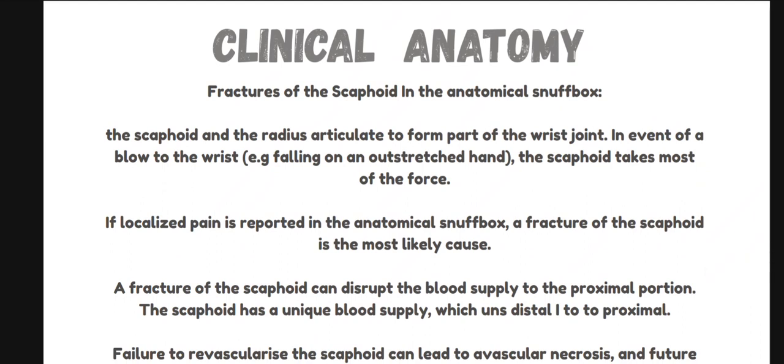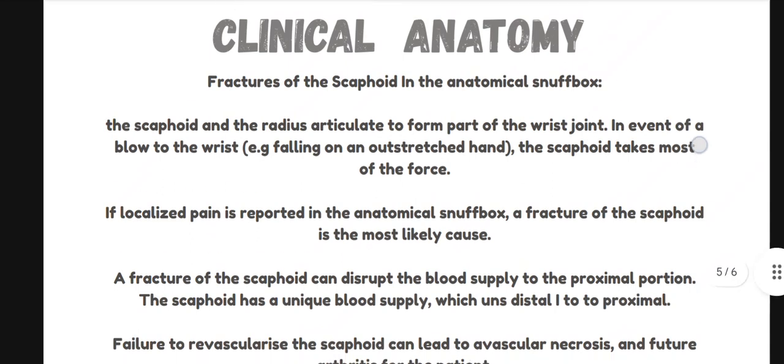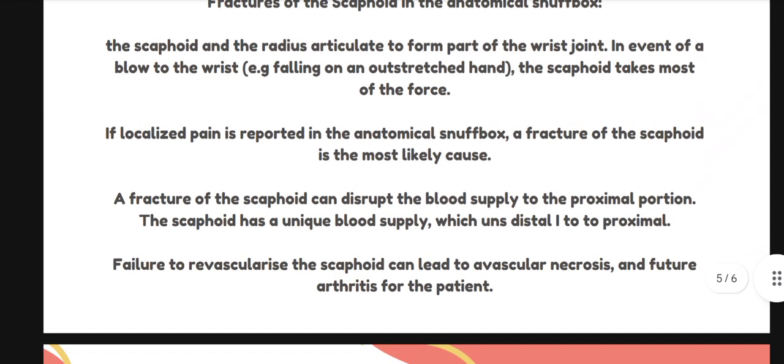Number one, the fracture of the scaphoid bone in the anatomical snuff box. You can see the fractures of the scaphoid bone in the anatomical snuff box. The scaphoid and the radius articulate to form the part of the wrist joint in event of a blow to the wrist. As for example, falling on an outstretched hand, the scaphoid takes most of the force. So fracture of the scaphoid bone can be seen. If localized pain is reported in the anatomical snuff box, a fracture of the scaphoid is the most likely cause.